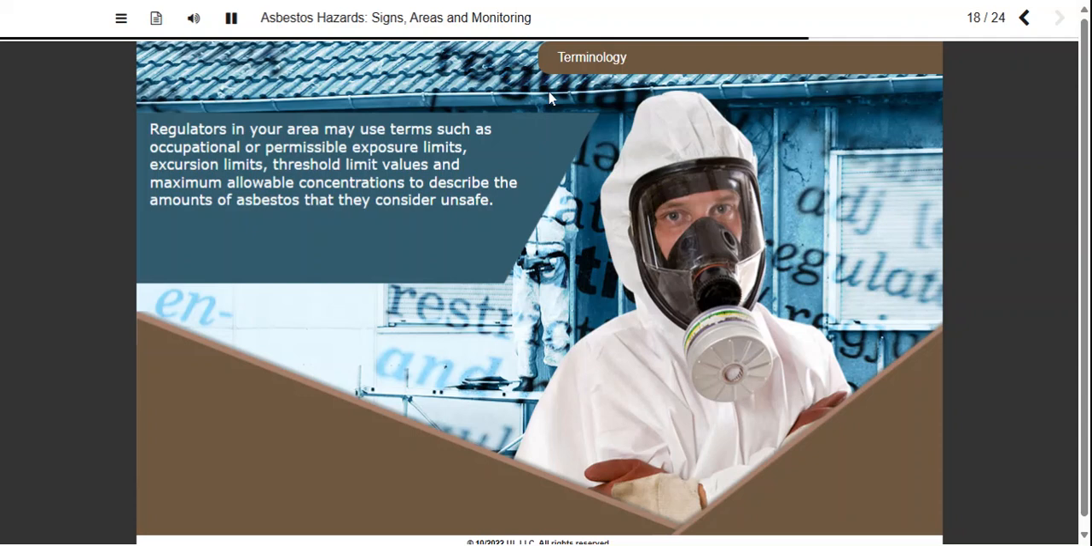Please note that regulators in your area may use terms such as occupational or permissible exposure limits, excursion limits, threshold limit values, and maximum allowable concentrations to describe the amounts of asbestos that they consider unsafe. If you have questions about the terms and limits in your area, please ask your supervisor.